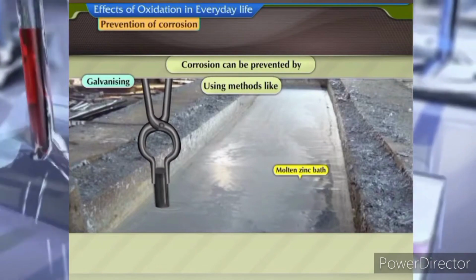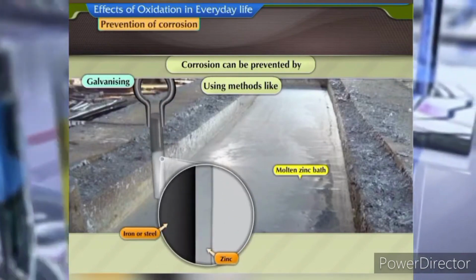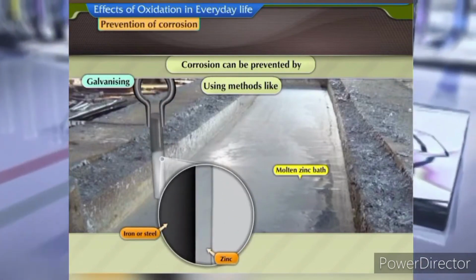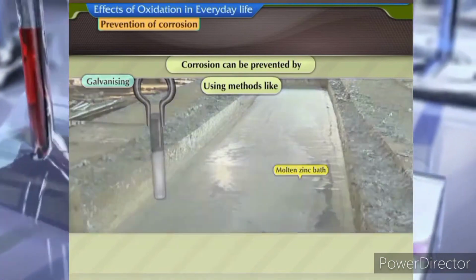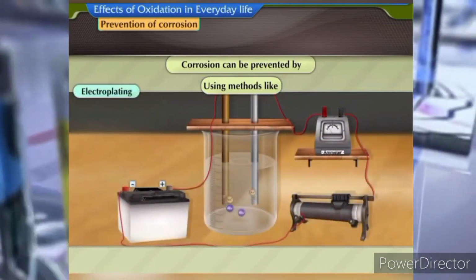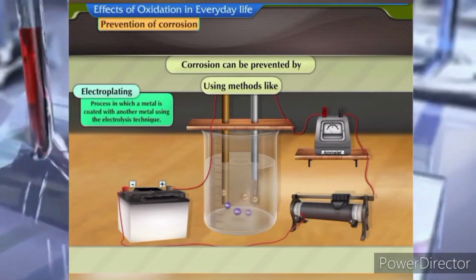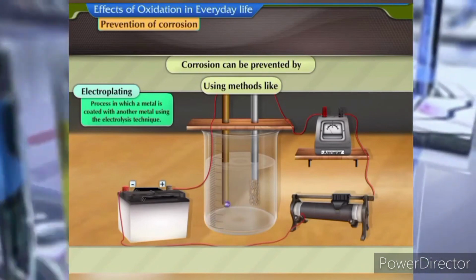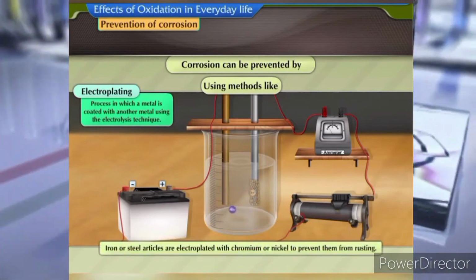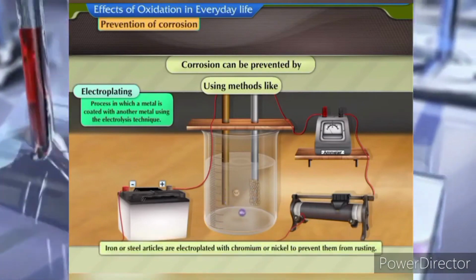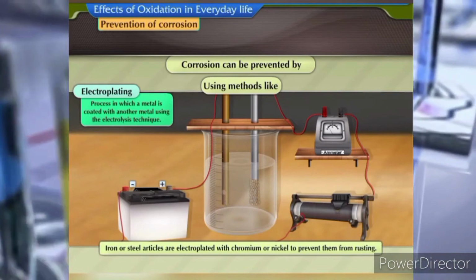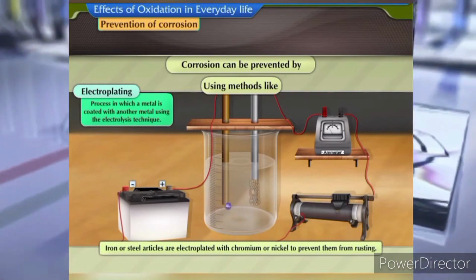Galvanizing is a process of coating zinc on iron or steel to prevent it from corrosion. Electroplating is a process in which a metal is coated with another metal using the electrolysis technique. Iron or steel articles are electroplated with chromium or nickel to prevent them from rusting.